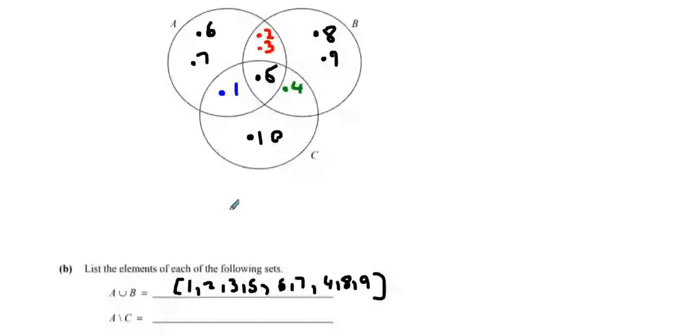Okay. A less C, everything in A that's not in C. So everything in A, but you're not allowed to be inside of C. So 2, 3, 6, and 7.